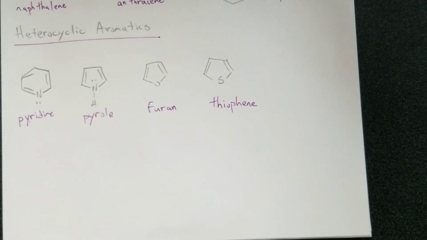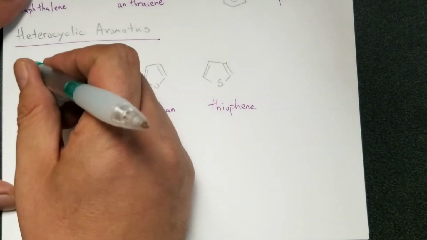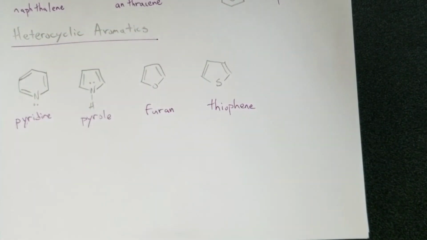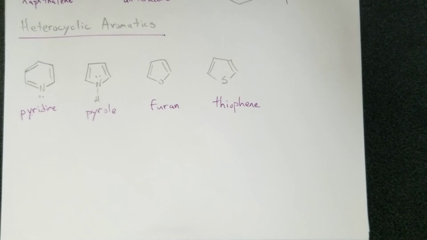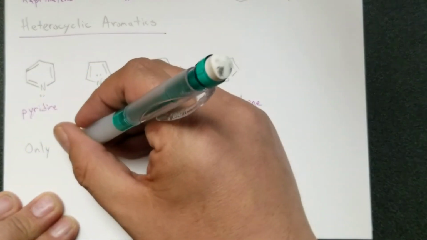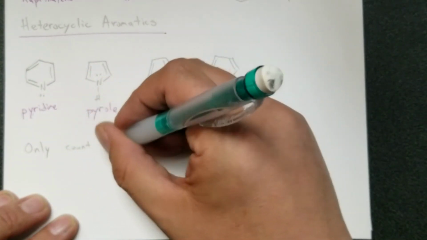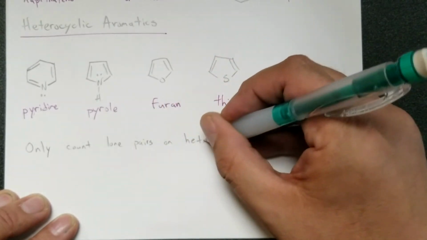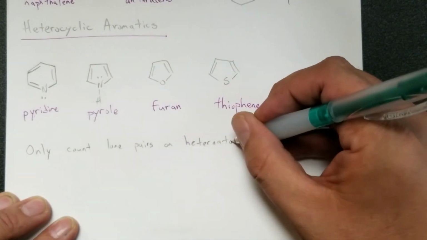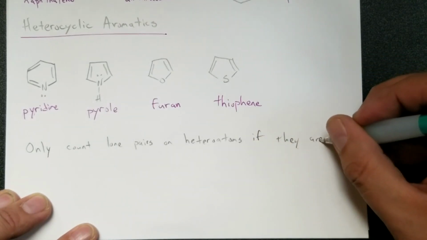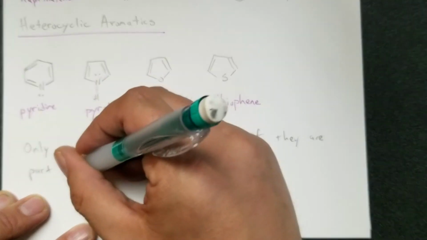All right. So when determining aromaticity, you only count the lone pair towards the magic number if that lone pair is part of the resonance. So I'm going to add that comment here. Only count lone pairs on heteroatoms if they are part of the resonance.